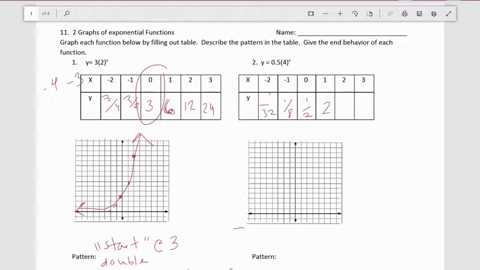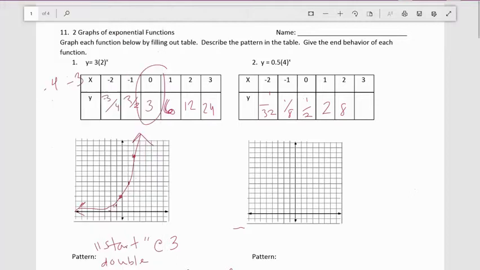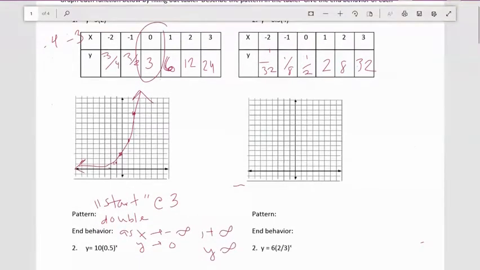And 4 squared is 16. Half of 16 is 8. And 4 to the third power times 1/2, we get 32. Okay, you should try to graph this one. I'm not going to do that, but the pattern, we could say it starts again.